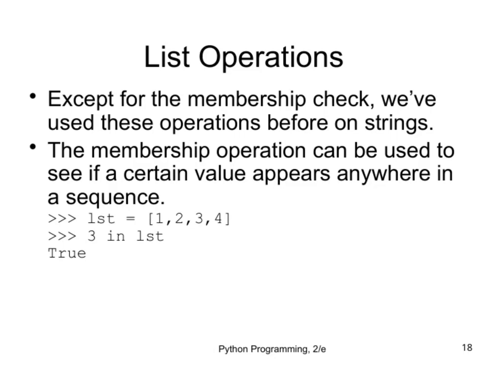Now, except for the membership check, we've actually used these kinds of operations before when working with strings. The membership operation, in particular, is quite useful because it allows us to see if a certain value appears anywhere within a sequence. For example, if we have a list like this, lst equals [1, 2, 3, 4], and we want to check if 3 is in that list, we can simply write 3 in lst. And as you can see, that will return True, confirming that 3 is indeed present in the list.